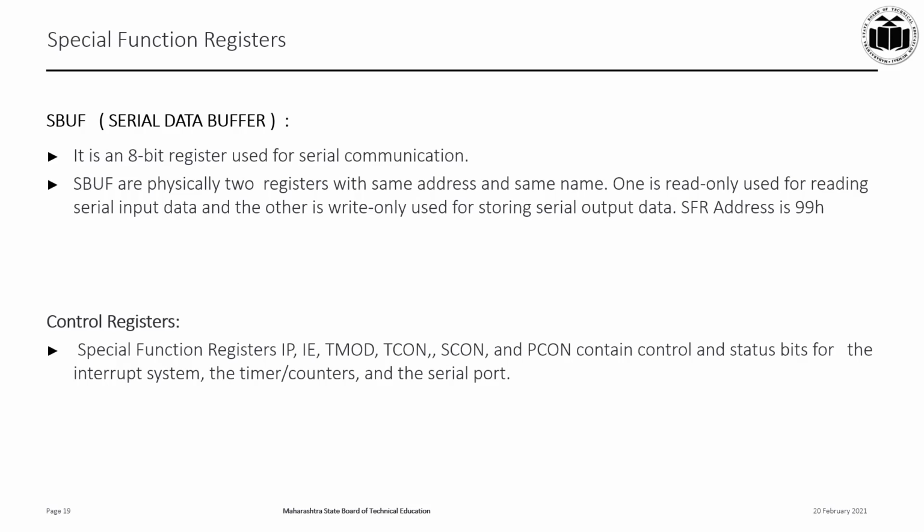Control registers. The 8051 microcontroller has 2 16-bit timers or counters, 5 interrupts and a serial port consisting of the TXD and RXD lines. To control them, there are special function registers: the IP interrupt priority, IE interrupt enable, TMOD timer modes, TCON timer control, SCON serial control, and PCON the power control special function registers.